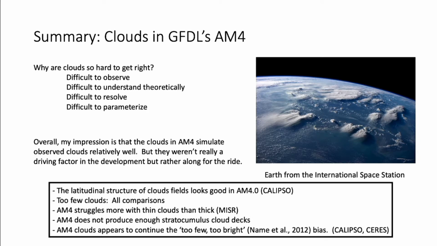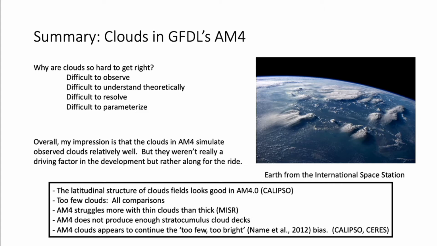So overall, my impression is that the clouds in AM4 are okay. We know that there are problems with clouds in global climate models, and if you look through the literature over the last 30 years, it's a recurring theme, especially with papers written by observationalists. It's not that hard to get a lot of GCM data and point out how bad the clouds are and how bad the rain is. So we know that's the case.